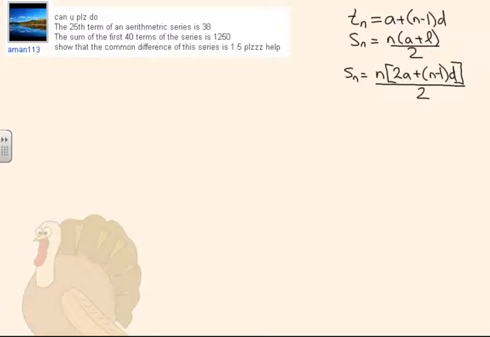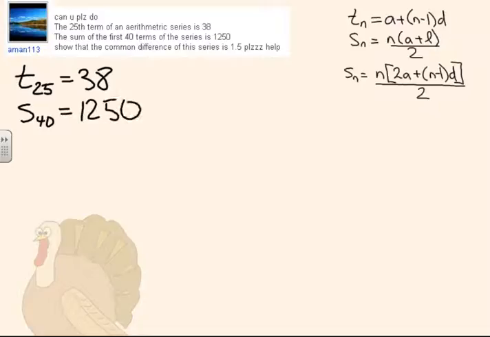But let's write down what we know. We know the 25th term, so t of 25 is 38. We know the sum of the first 40 terms, so s of 40 is 1250. And we want to try and prove that d equals 1.5. So we want to prove that.